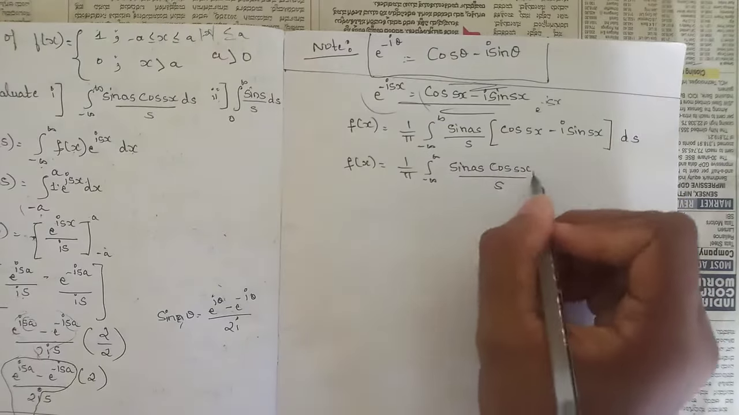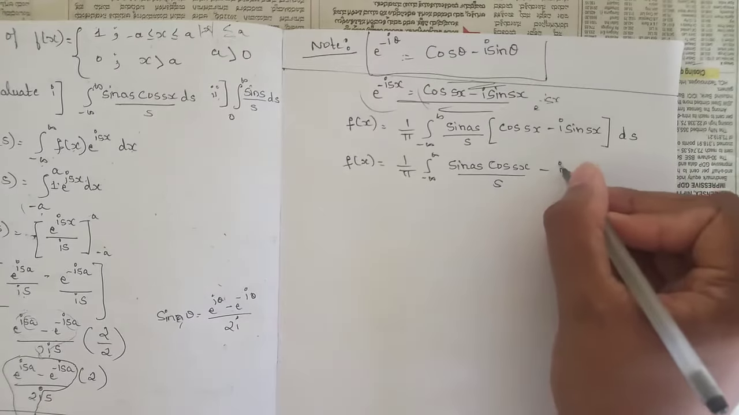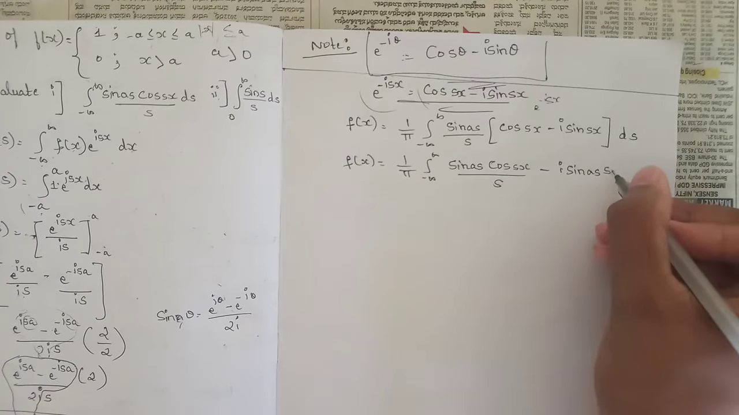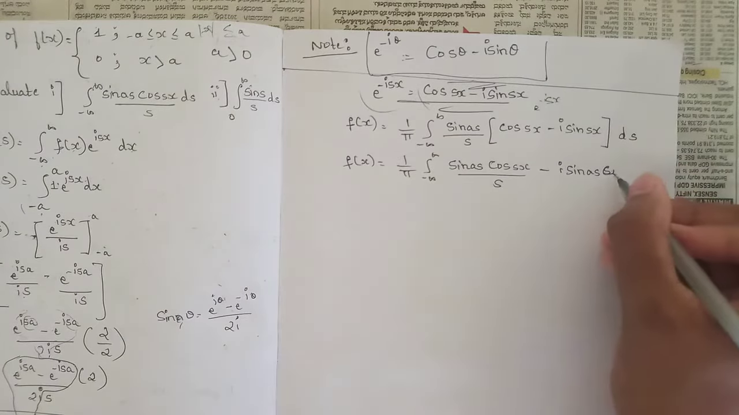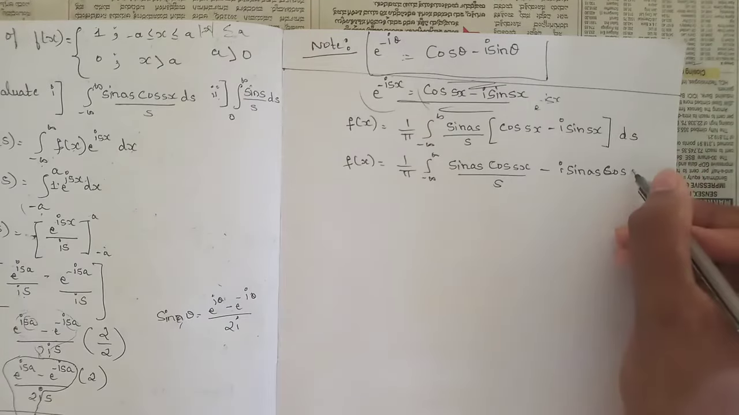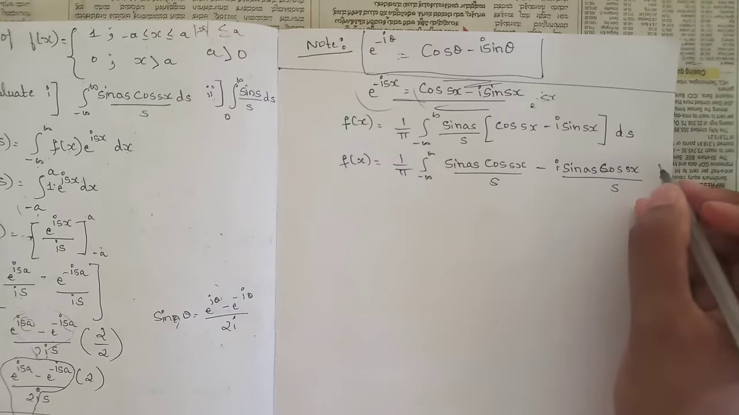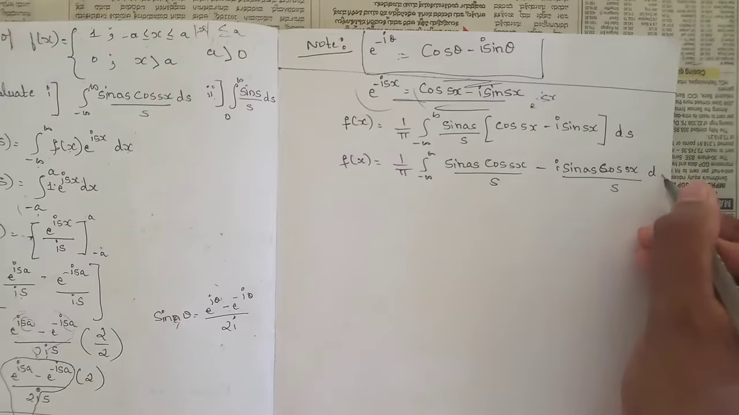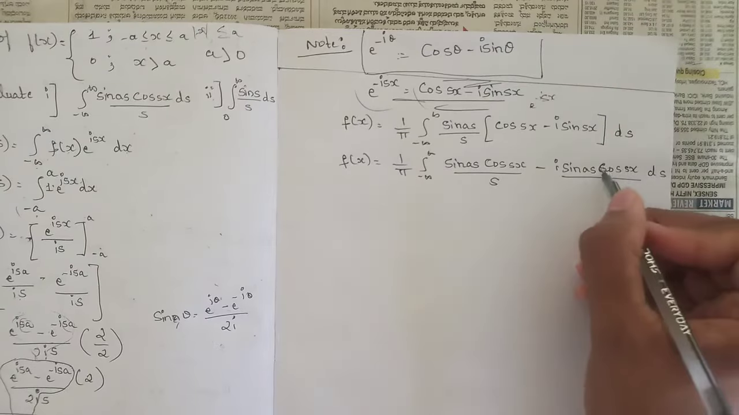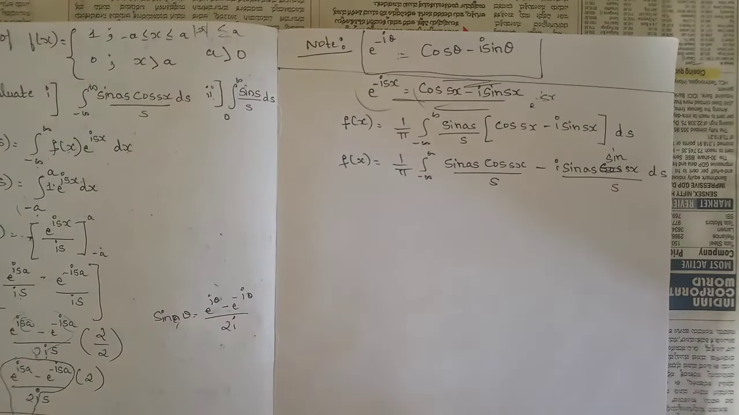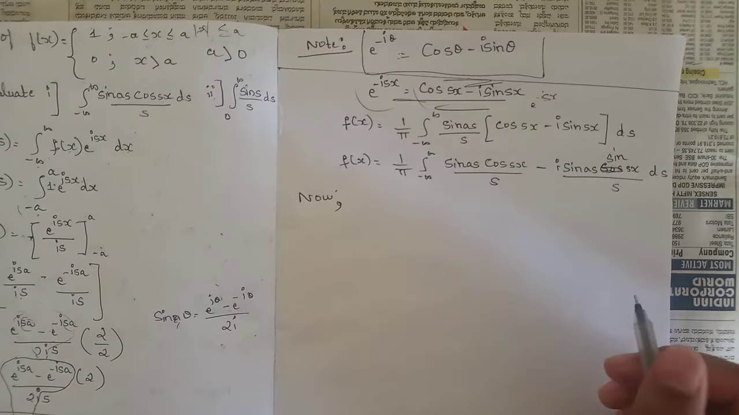See, now we are getting nearer to the solution. We've got this term, right? Along with that we have another term, that is minus i sin as into sin sx by s into ds. Sorry, this is sin sx. Okay, so now in order to move further in this problem, we have got this term.